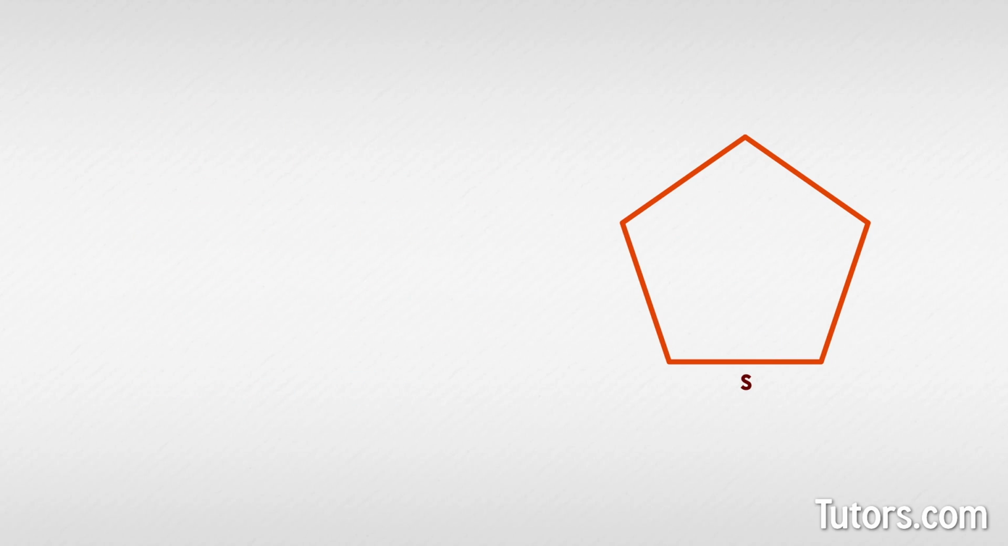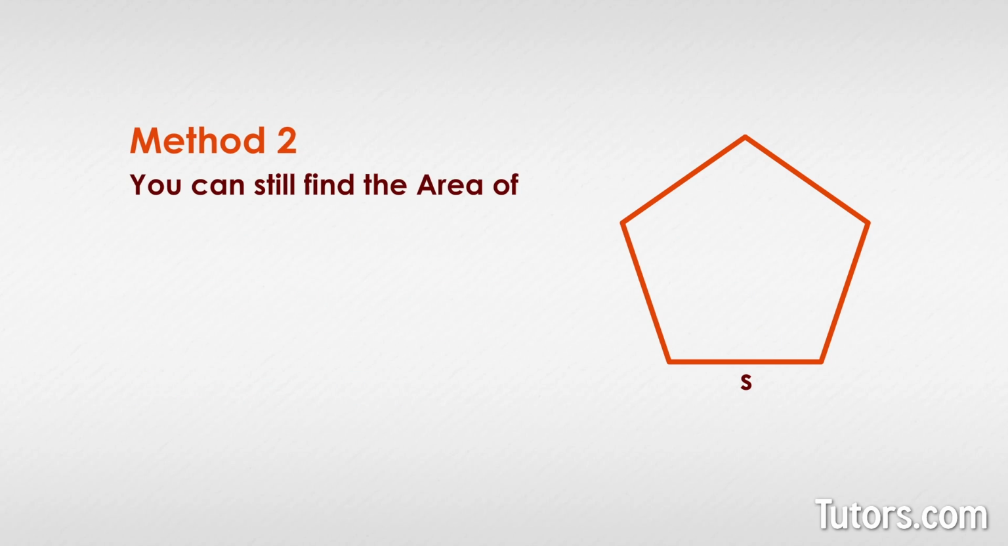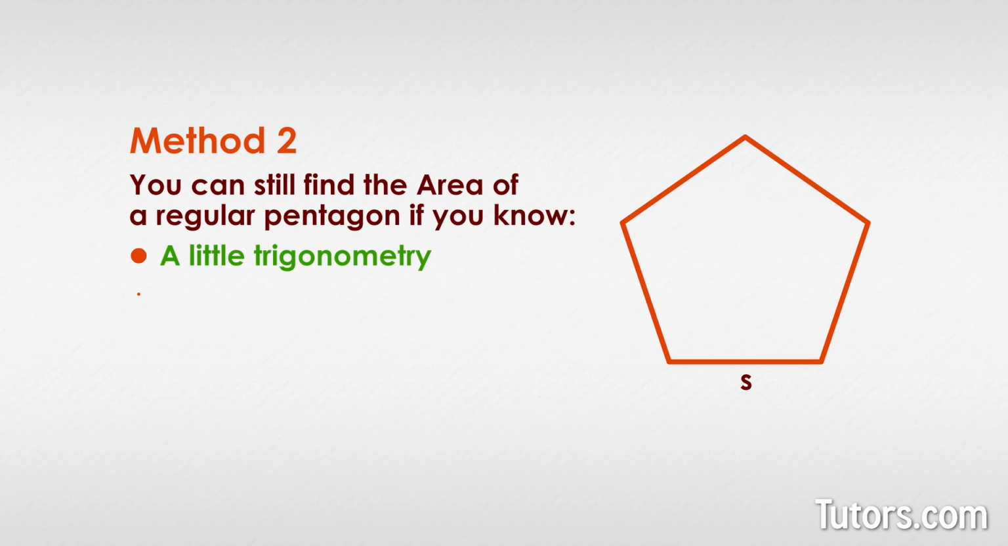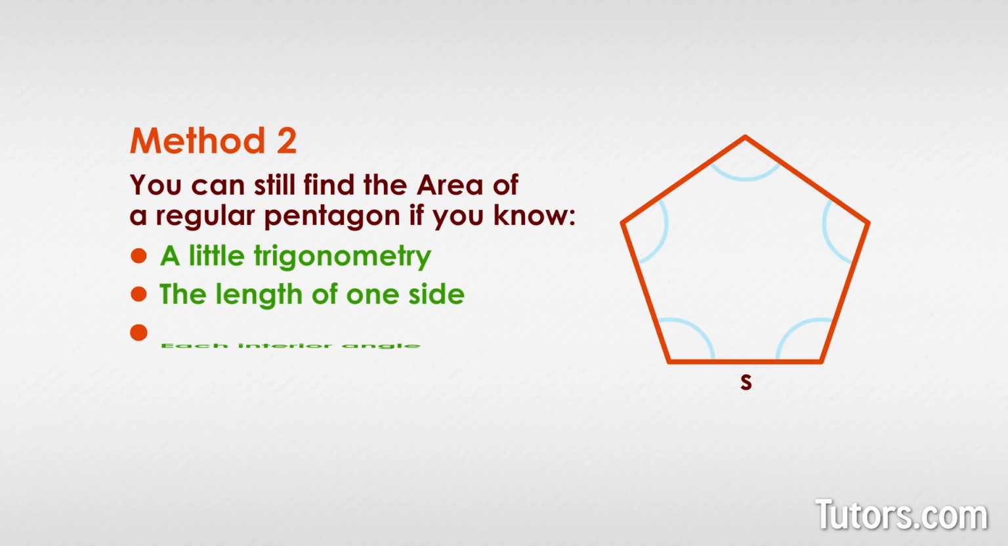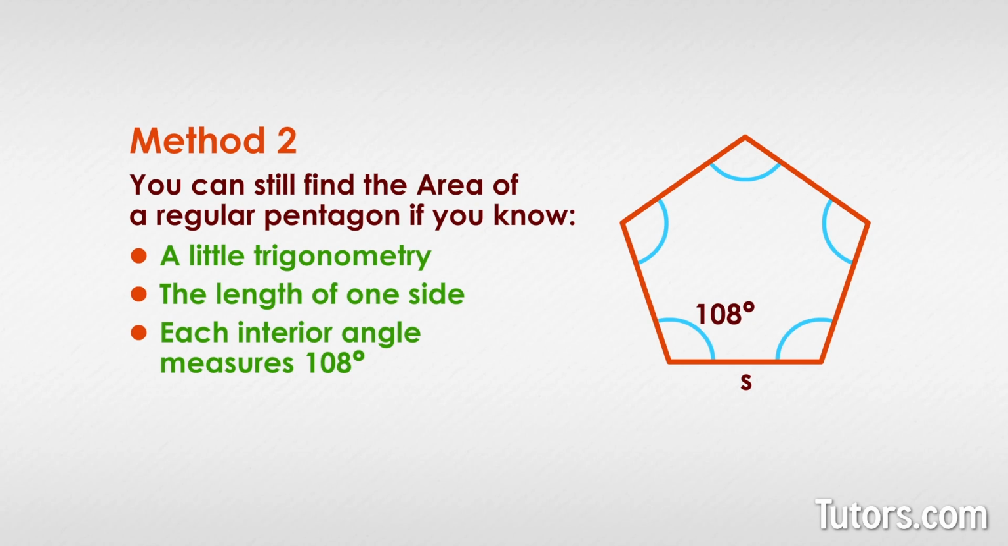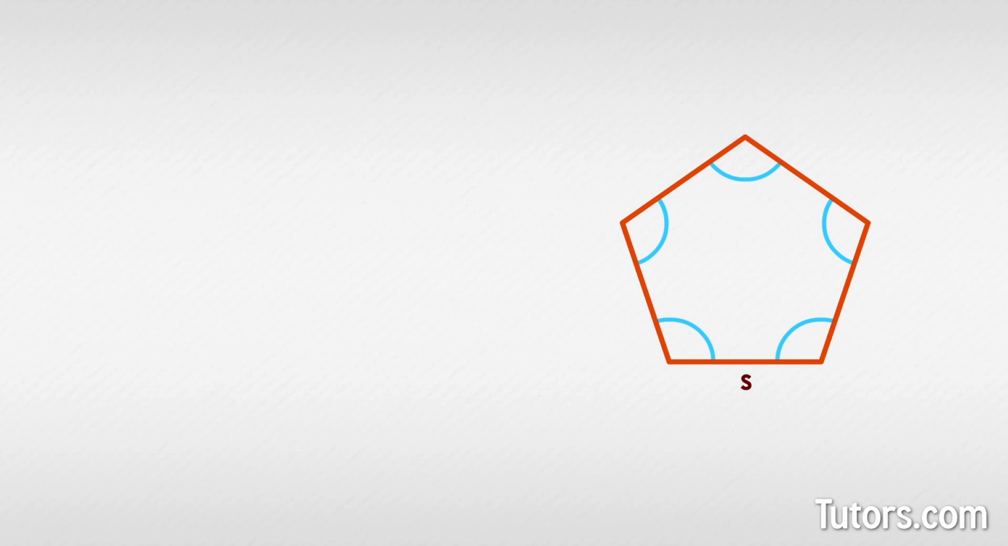What if you do not know the apothem of your regular pentagon? You can still find the area of a regular pentagon if you know a little trigonometry. You need the length of one side and that each interior angle of a regular pentagon measures 108 degrees. You know that each interior angle measures 108 degrees because you know a few things about exterior angles and polygons.